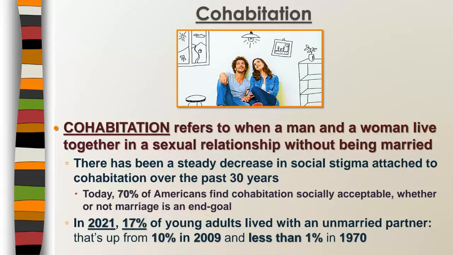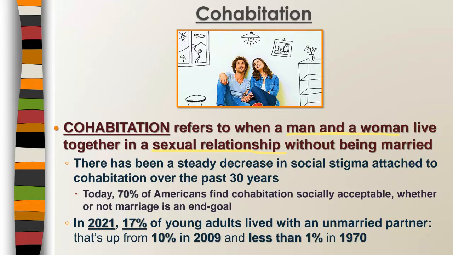Another reason people might not be getting married so early is because this idea of cohabitation has also become a bit more mainstream, acceptable, though not for everyone. So cohabitation refers to when a man and a woman live in a sexual relationship together without being married. And again, going back 30, 40 years, there was a pretty heavy social stigma on this. Living in sin, living out of wedlock together. However, it has become a bit more acceptable over the years.